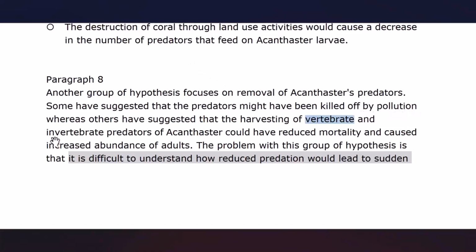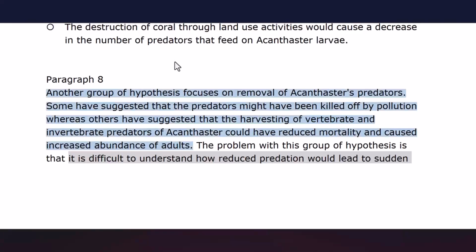And invertebrate is used to refer to a species not having a spinal cord. So in this complex sentence, the author cites two different viewpoints about the removal of Acanthaster's predators. The first one mentions that this removal happened as a result of pollution, and the second one says that the predators of Acanthaster have been hunted, have been captured. And as a result, the population of Acanthaster increased.